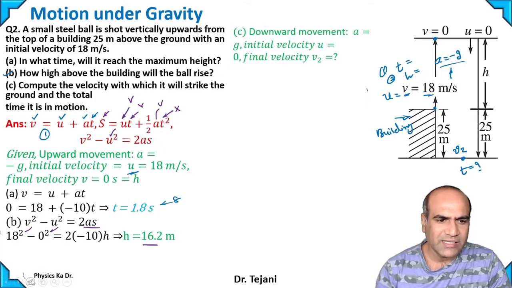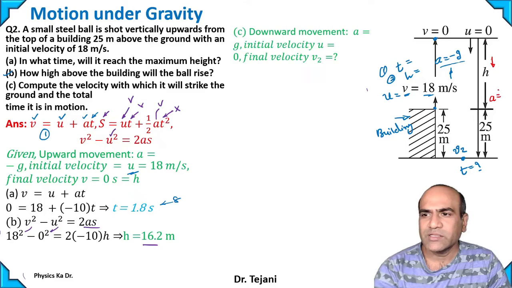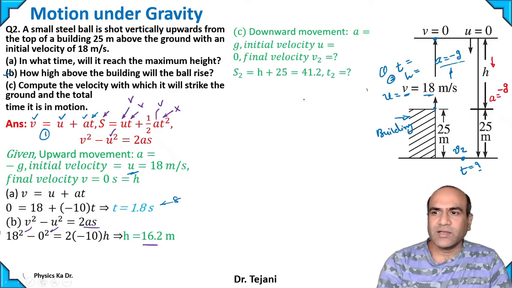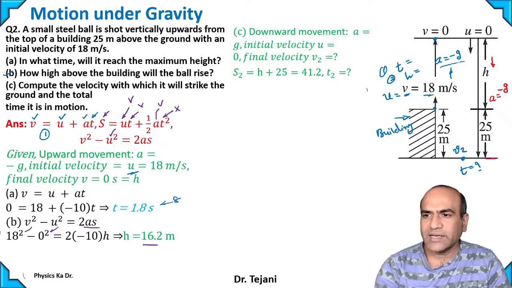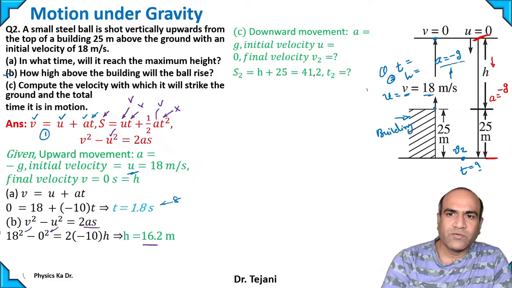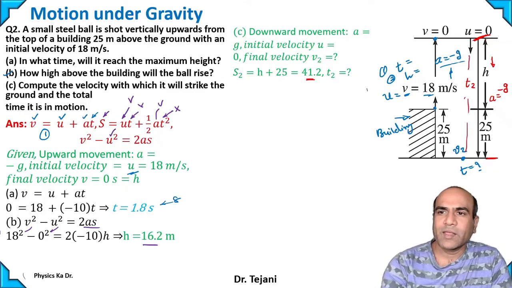Now consider the next case where the ball is moving down from the top position, where acceleration is to be considered g. So the total distance to travel, if we are taking distance from this position, is h plus 25. We already identified h, so it becomes 41.2 meter, and the total time required for this journey we can identify from that.